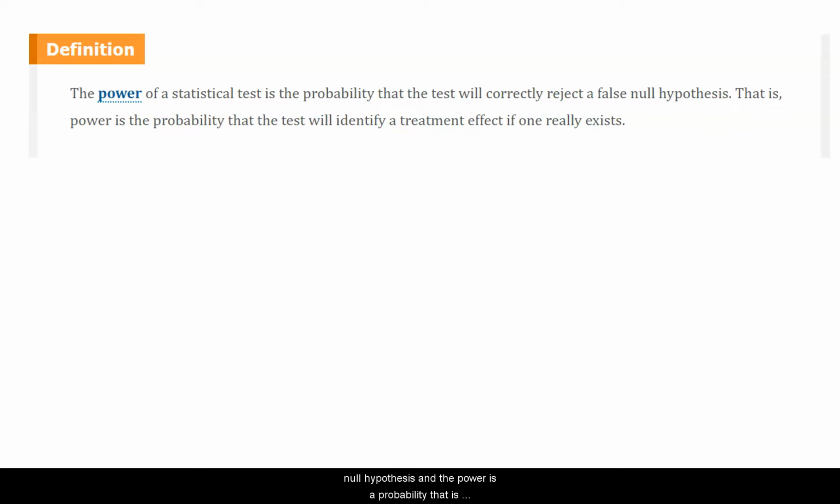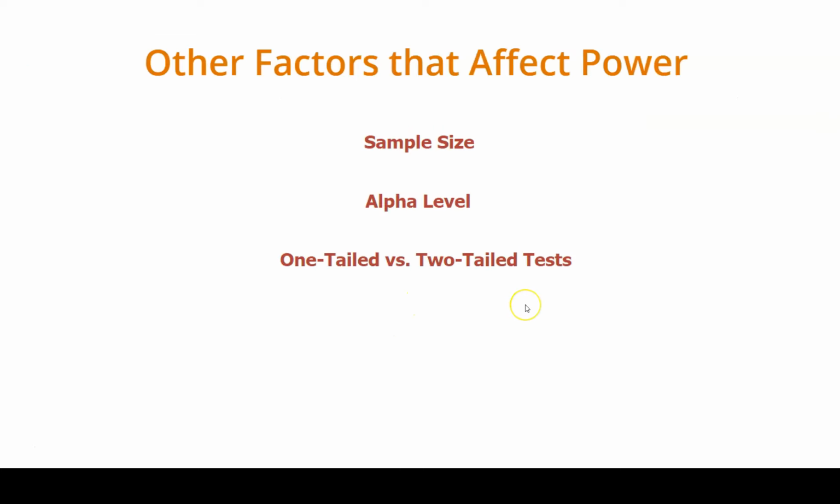And the power is a probability. That is, the power is the probability that the test will identify that effect if it really exists. Now, how can I make it more likely that that'll happen? If I have a large enough sample size. I want a large sample size within reason. Now, I don't want to run 1,000 participants because that's time consuming and wasteful of their time. But nonetheless, I would like to have enough of a sample size to give myself a chance.